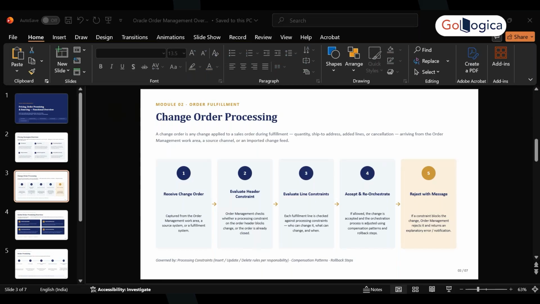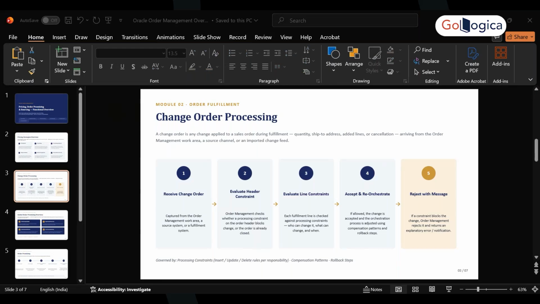So, change order processing enables Oracle Fusion Order Management to safely handle modifications to existing sales orders during fulfillment. Every requested change passes through header validation, line validation, processing constraints, compensation patterns, rollback logic, and reorchestration before Oracle either accepts or rejects the request. And this controlled approach ensures that fulfillment, inventory, pricing, shipping, and downstream business processes always remain synchronized with the latest version of the sales order.